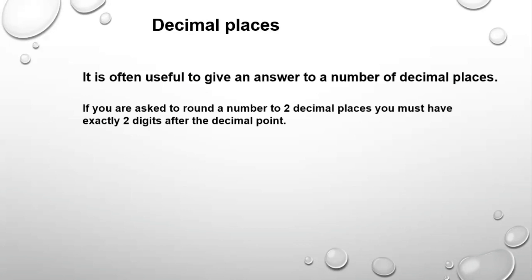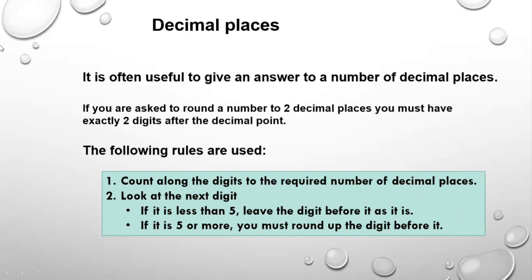If you are asked to round a decimal to two decimal places, you must have exactly two digits after the decimal point. The rules which are used are: you count along the digits to the required number of decimal places. Look at the next digit. If it is less than 5, leave the digit before it as it is. And if it is 5 or more, you must round up the digit before it.